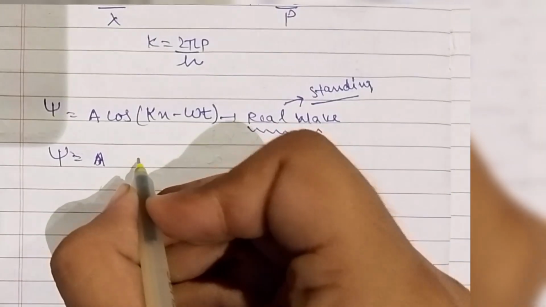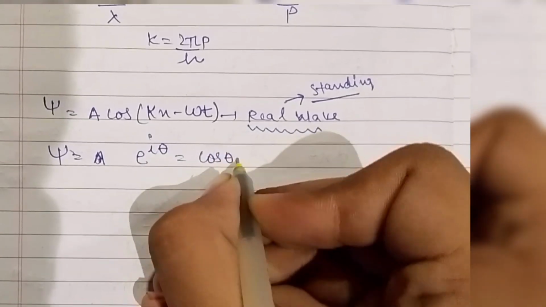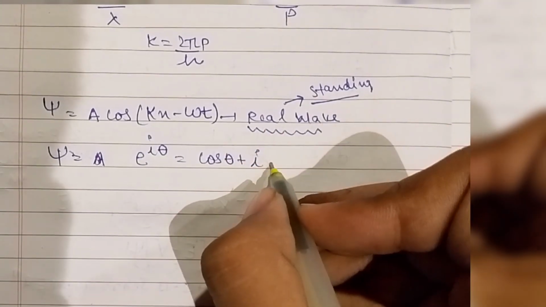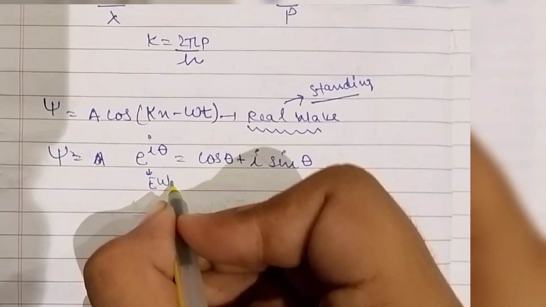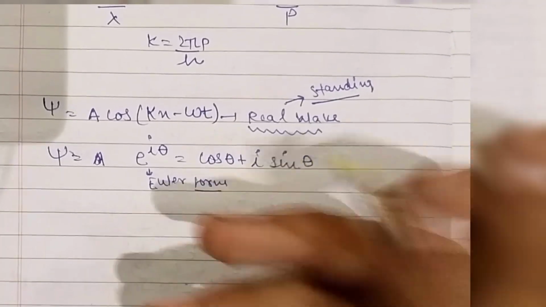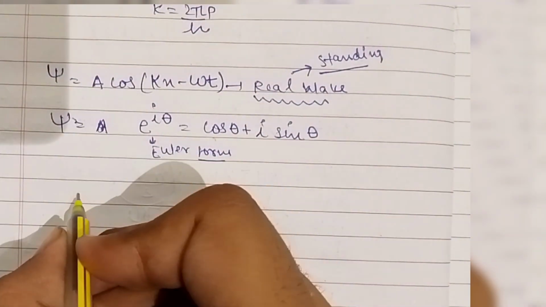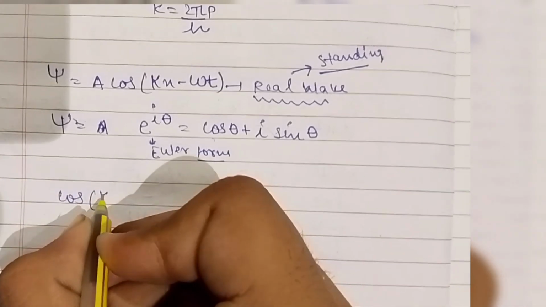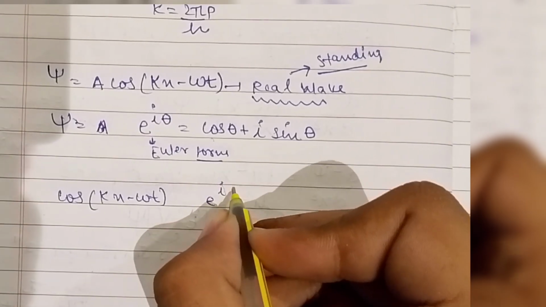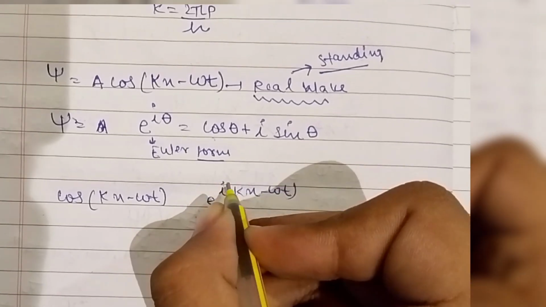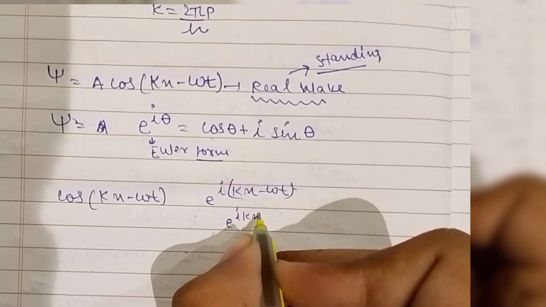So we will use the Euler form of a complex number, e to the power i theta, which is equal to cos theta plus i, which is an imaginary number, sin theta. So this is called the Euler form. We don't take cos theta alone with this because it complicates the calculation. So for cos(kx minus omega t), we have e to the power i(kx minus omega t), but we take standing waves, so we only take e to the power i kx.